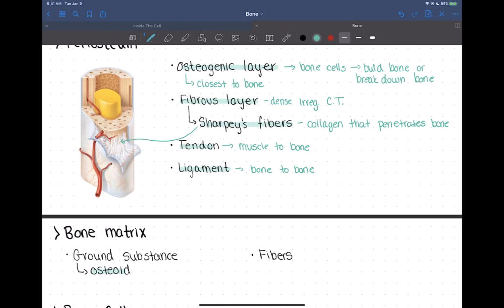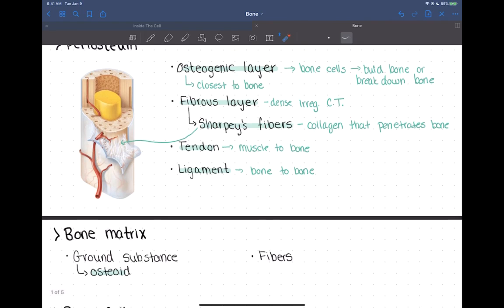All right. And so both of them would weave, right? Remember, they're made of dense, regular connective tissue, and they're going to weave those collagen fibers into this periosteum, all right, and really anchor into it. And because that periosteum is anchored tightly into the bone because of those Sharpey's fibers, that really helps to stabilize that connection between the tendons or the ligaments and the bone. All right, good. So that's the outside of the bone.